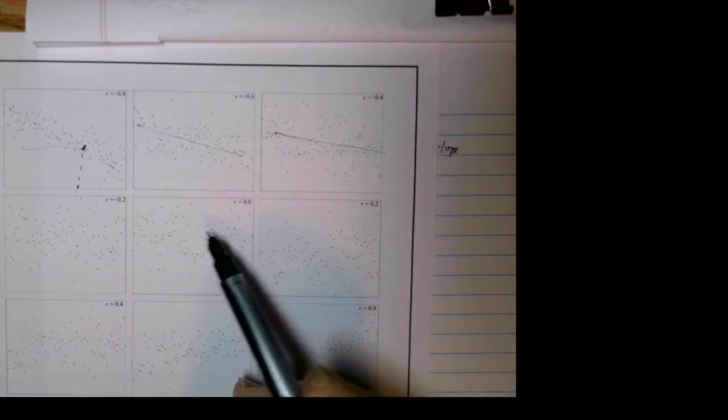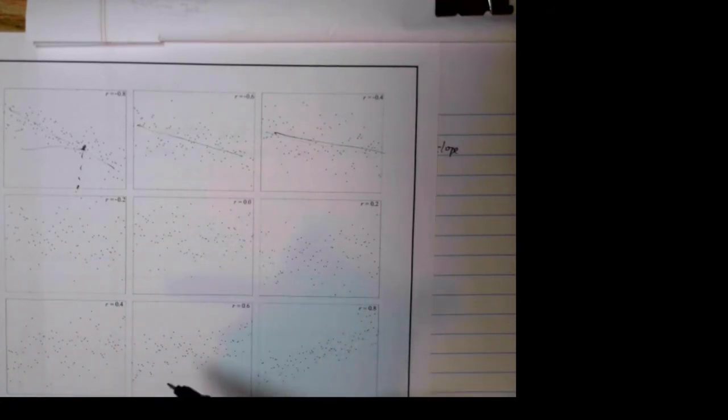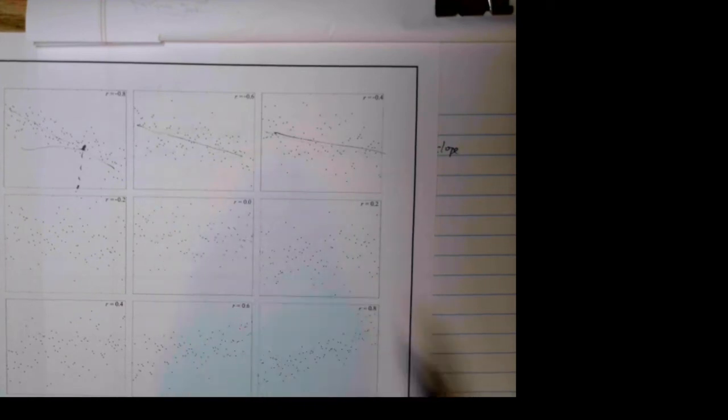When R is 0, there is no line that tracks that data. Or, if you want to say it another way, any line you draw through this data will be just about as bad a predictor of it as any other line. The rest of these pictures are pretty much the same thing, only for positive slopes. This is r equal 0.2. It's a lot like r equal negative 0.2, except that there's a slight positive linear trend in there.